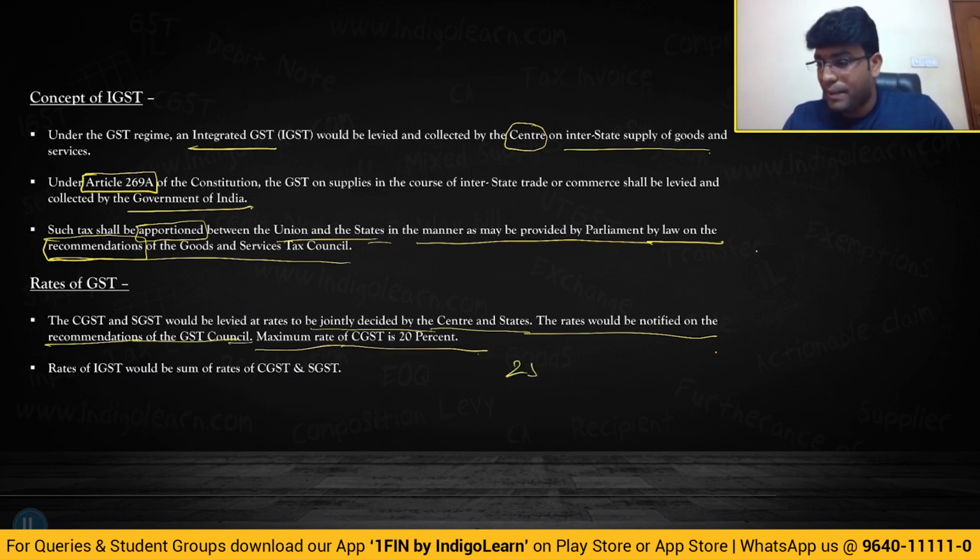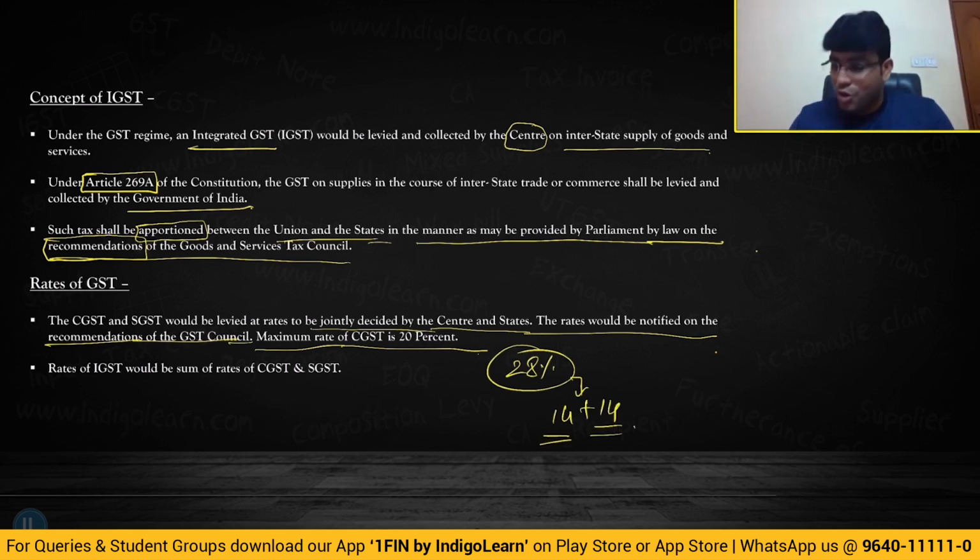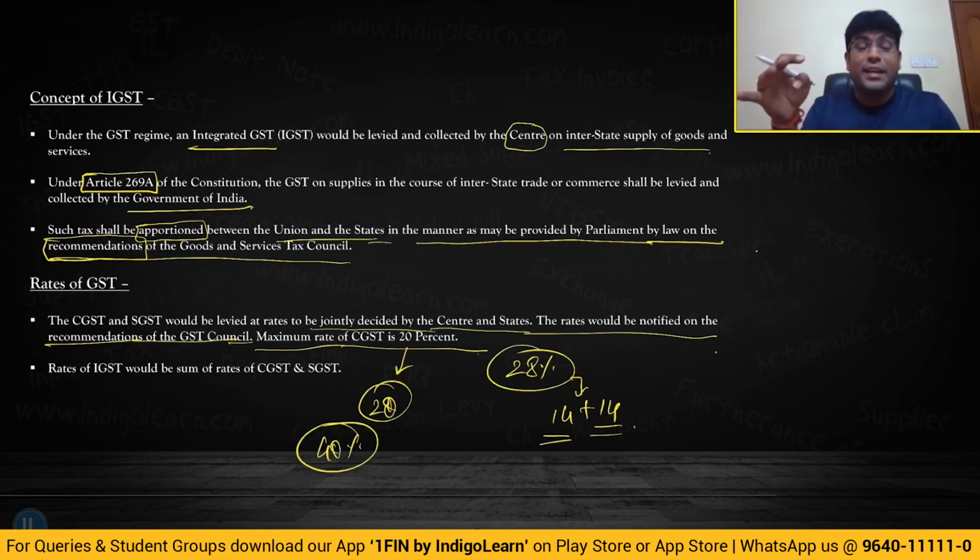Now a student will ask, practically I saw 28. My dear friend, 28 is because 14 plus 14. 14 is CGST, 14 is SGST. So the maximum rate in CGST is only 20. SGST is again 20. So the IGST rate can be maximum 40%. So practically, if they want to increase the rate, they can't take the rate beyond 40%. If they want to do that, subsequently there is a possibility where they might amend the law and do it. But as such, they straight away cannot do that.